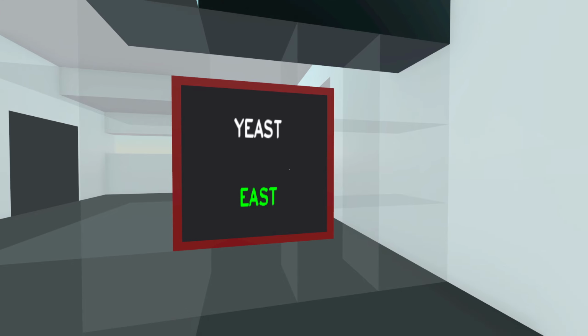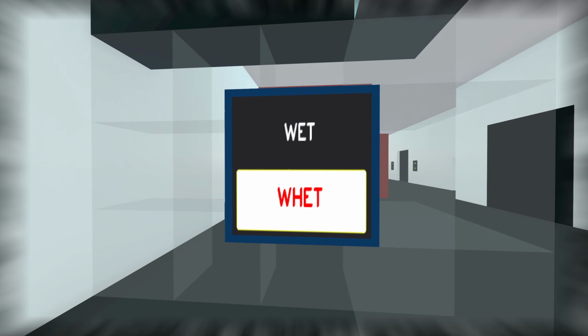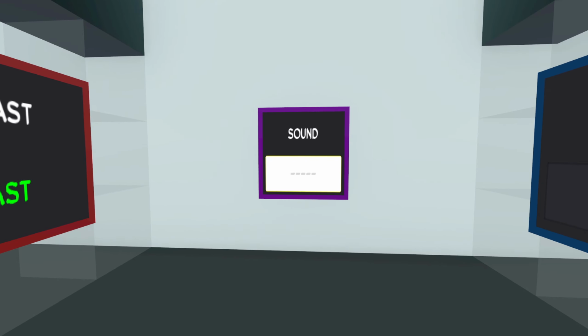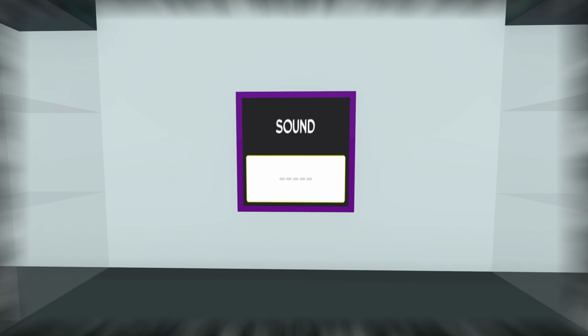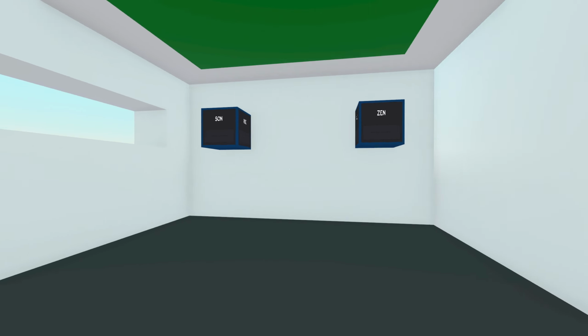Yeast. East? Okay. Wet. A whetstone. Loaf because of yeast opposite? Not sure. Don't know what the purple is right now. Still haven't figured that one out. Nor the blue.